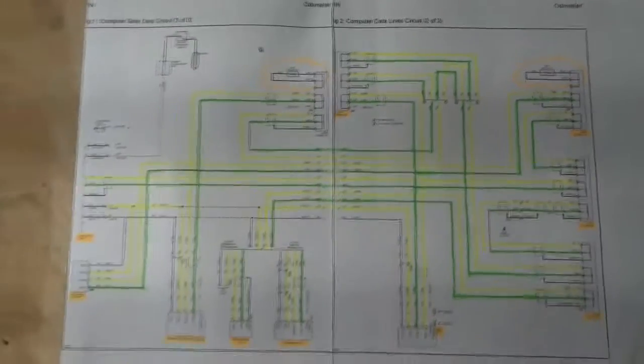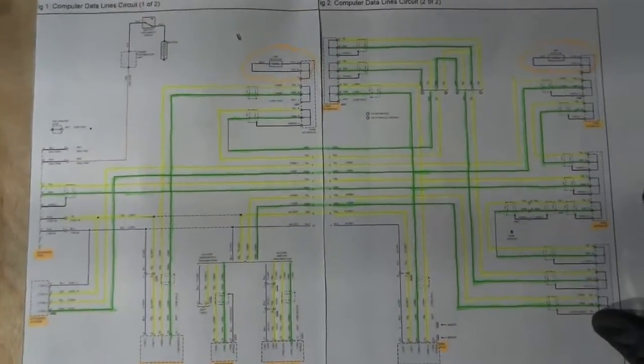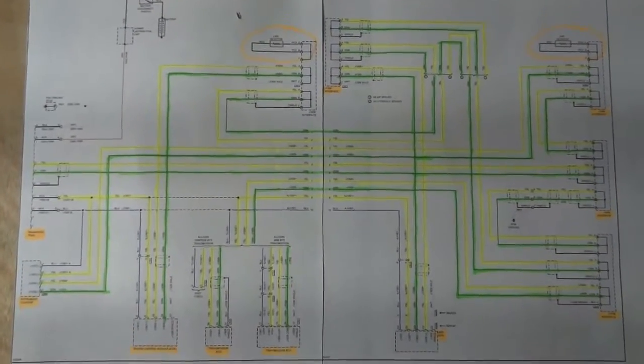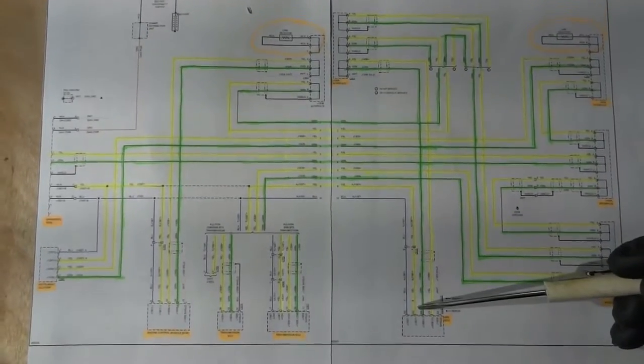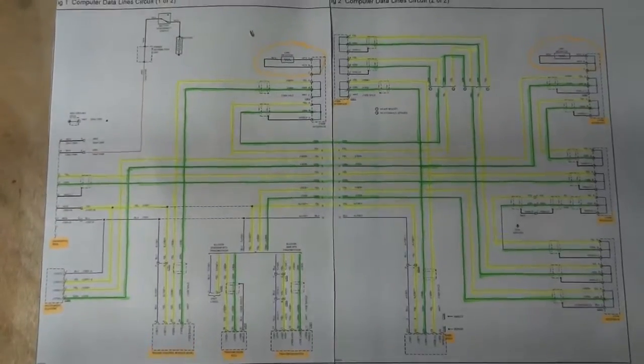Now, the question you might have is, why do we have this network on the car or on the bus? Well, these control modules have to talk to each other, because if they don't talk to each other, basically it's going to be a mess.